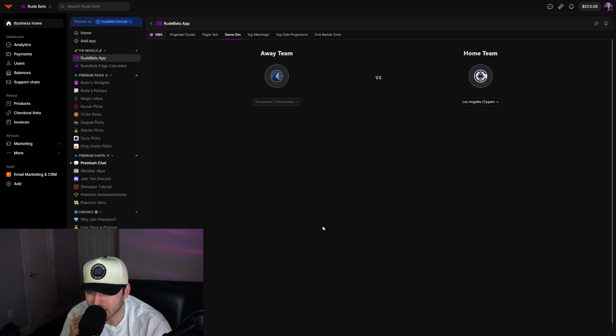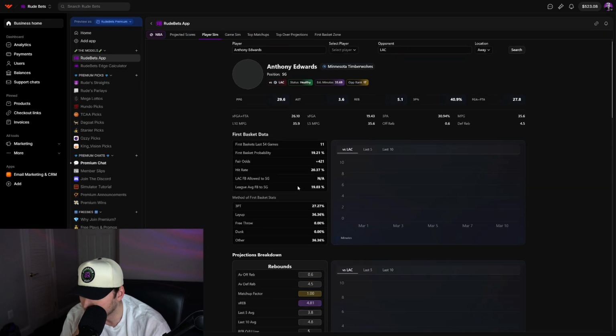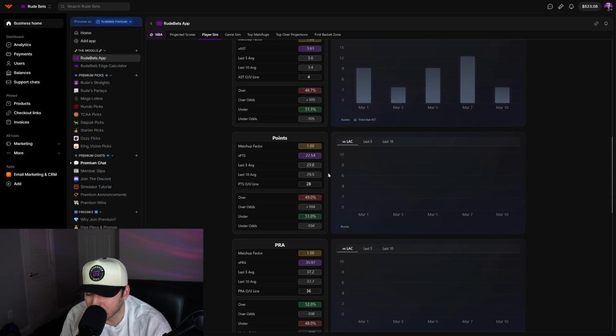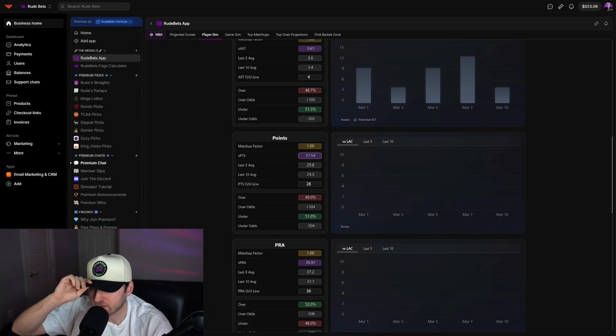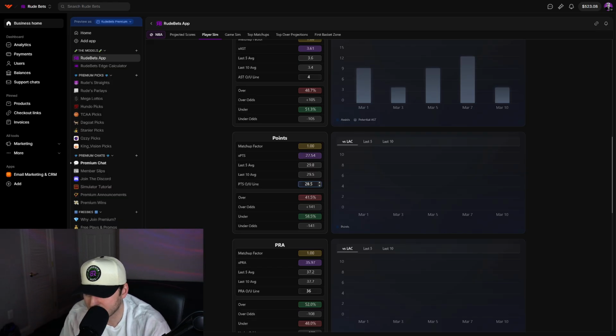But let's go back into Ant real quick and go over those buckets so you can quickly understand how to use them. If we're looking at points here, you can see the last 5 average points per game, 29.8. Last 10 average per game, 29.5. His expected points today, 27.54. We're projecting him for 27.54 points. Let's say his points line is 28.5. You put that in, it's going to change these probabilities. So you can quickly see what's fair value for that line based on the model.